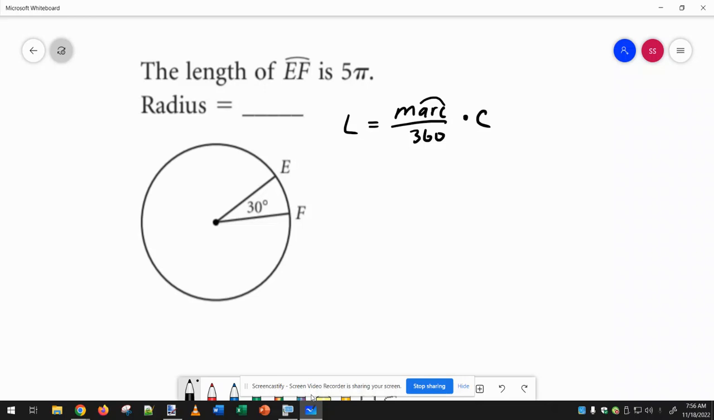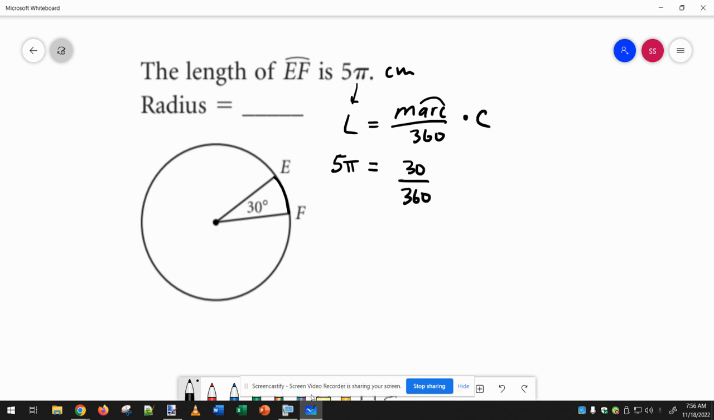For this problem, we need to work backwards because we're given the length is 5 pi. So we're going to plug that in here, and we'll say 5 pi is centimeters because the length is not degrees. It's a length in centimeters. And then we know the measure of the arc that we're given here is 30 degrees. So I'm going to plug that in.